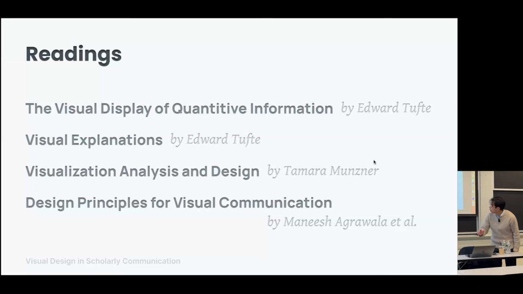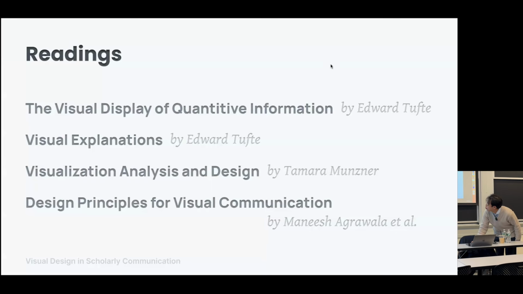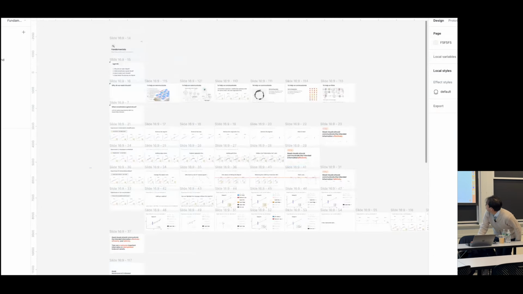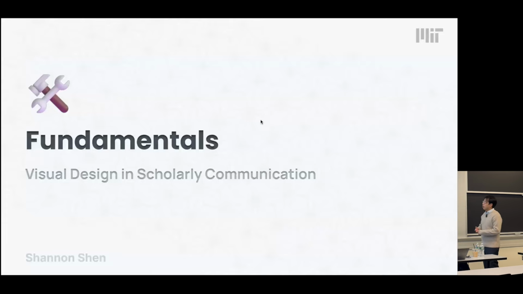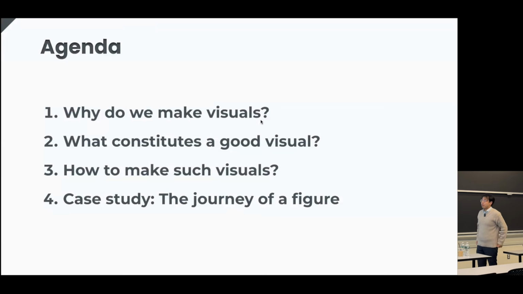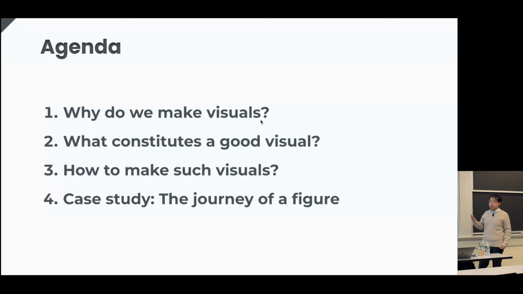After that, I think we finish this part and then we can switch to the main slides today, which is fundamentals. Okay, let me try to present this. So in today's part, we're going to focus on four big things. One is, why do we make visuals? And then as long as we know why we're making these visuals, we can start to think about what constitutes a good visual? And finally, how do we make such visuals?